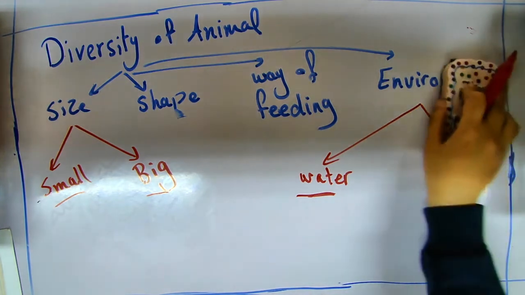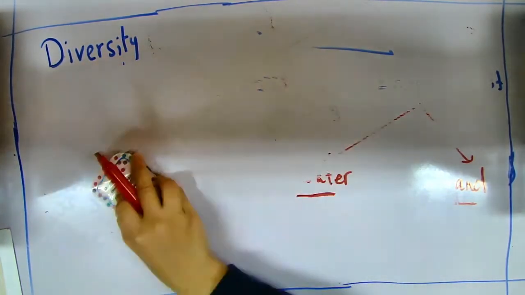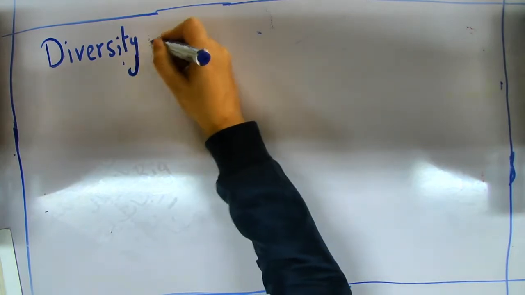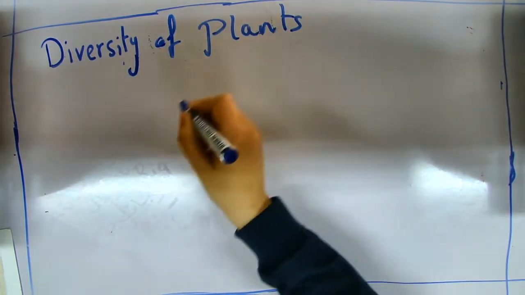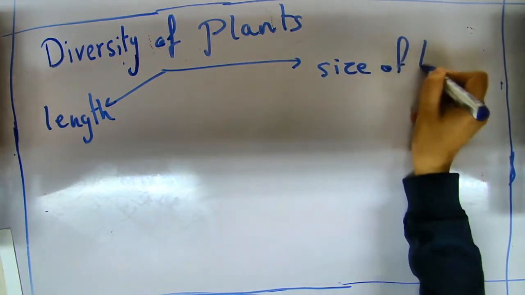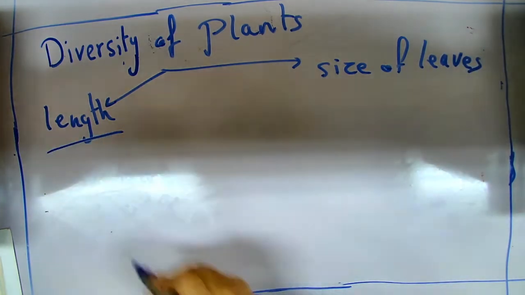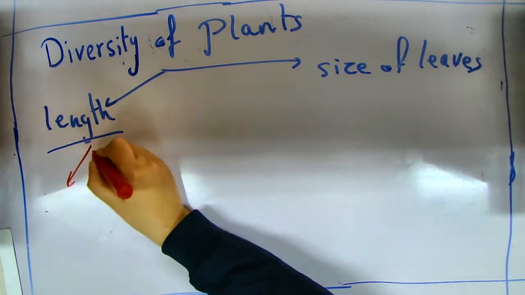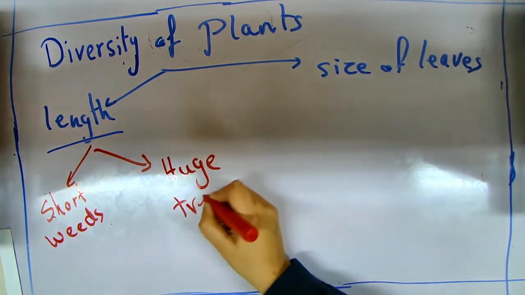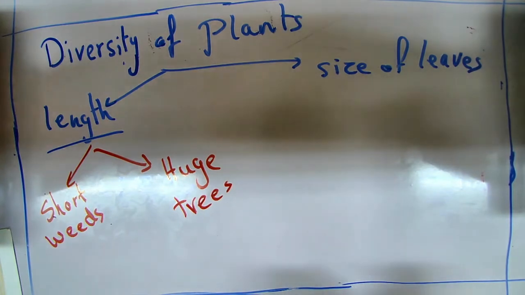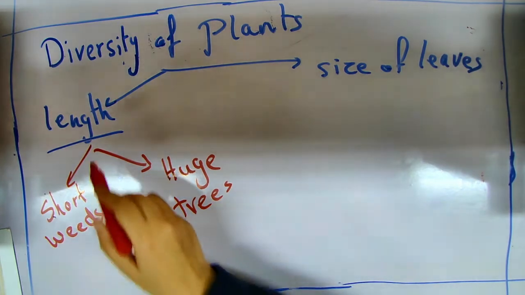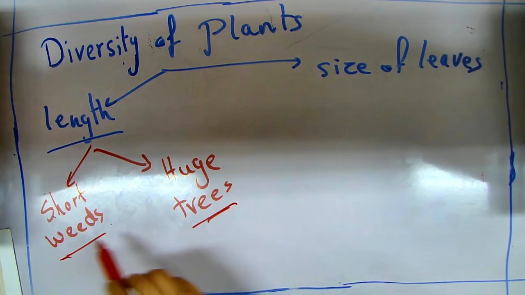Now we will talk about diversity of plants, their length and the size of leaves. In plants, some of them are short ones and some are huge trees. Short ones like clover and gambir, and some of them are huge trees like camphor and palm tree.